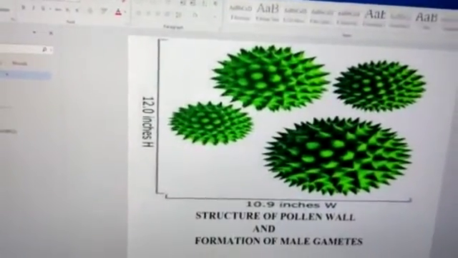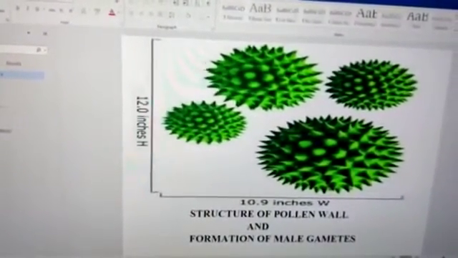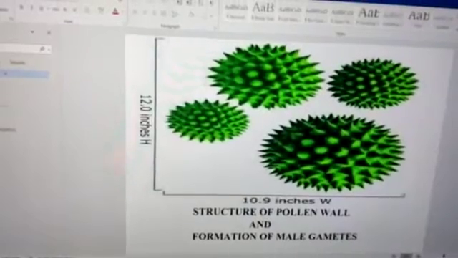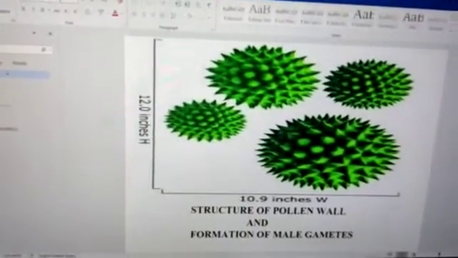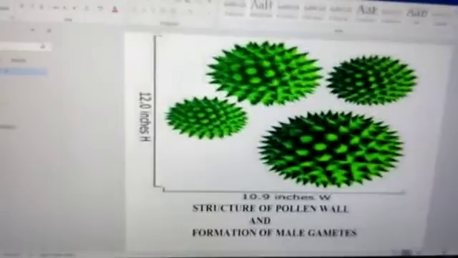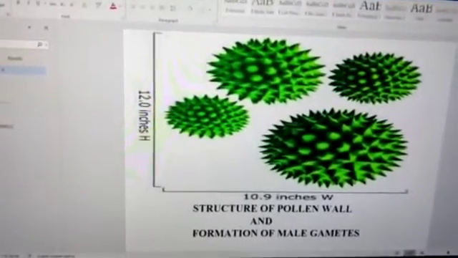Hello students, today we will discuss pollen morphology, the formation of the male gametes, what is pollen kit, and what is sporopollenin. So we will discuss all about it.